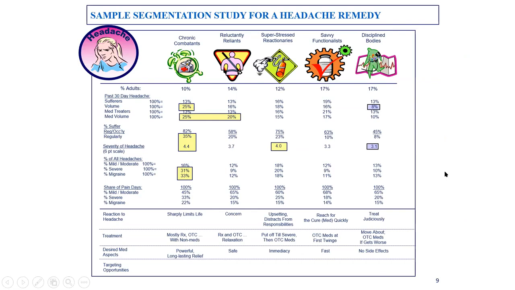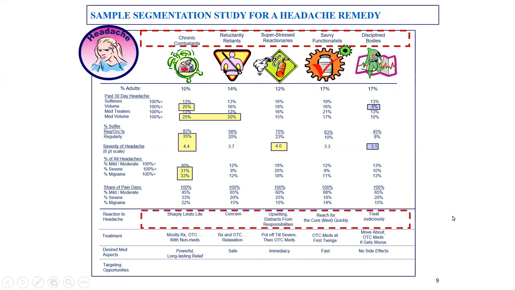All right, so here's an example of segmentation, and this is again in the medical market. Think about the market of patients who experience headaches. There would be different types of consumers. One is those who have very chronic headaches, the other ones have headaches but are reliant on medicines. There could be others who are super stressed reactionaries. There are others who have a healthy lifestyle, but on occasions they might experience headaches. So to cater to these different types of consumers, don't worry about the numbers here.